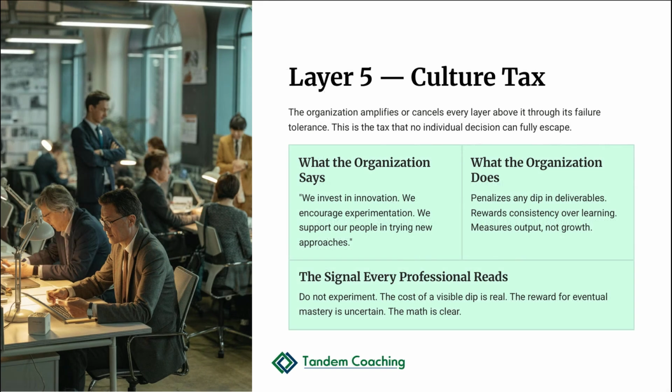Layer 5, the culture tax. This layer amplifies or cancels every layer above it through one thing, the organization's tolerance for failure. Think of a firm that says all the right words. We invest in innovation. We encourage experimentation. And then that same firm penalizes any dip in deliverables and rewards consistency over learning. Every professional in that building reads the real signal. Do not experiment. The cost of a visible dip is certain. The reward for eventual mastery is not. The room to learn drops to near zero, whatever the value statement says.